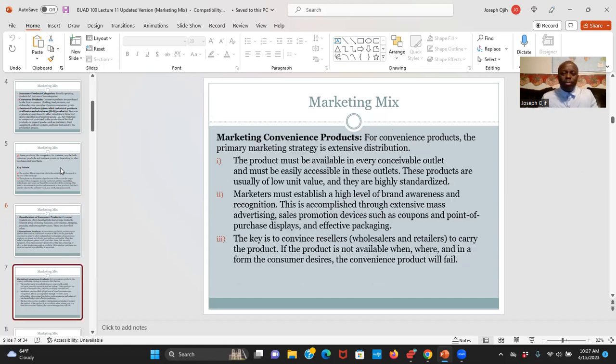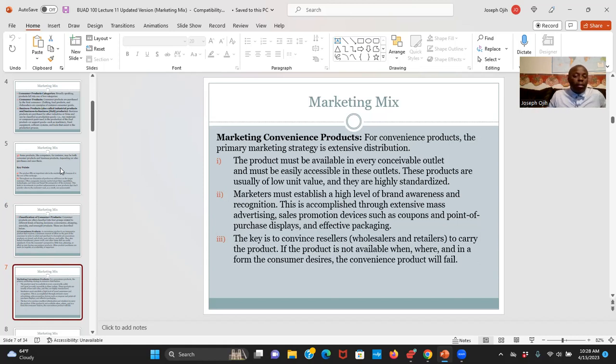So how do you market convenience products? To market convenience products, the primary strategy is extensive distribution. Make sure that the product is available at all convenience stores, at the places where it will be very convenient for the customer to see them and buy them. That means the product must be available in every conceivable outlet and must be easily accessible in these outlets.